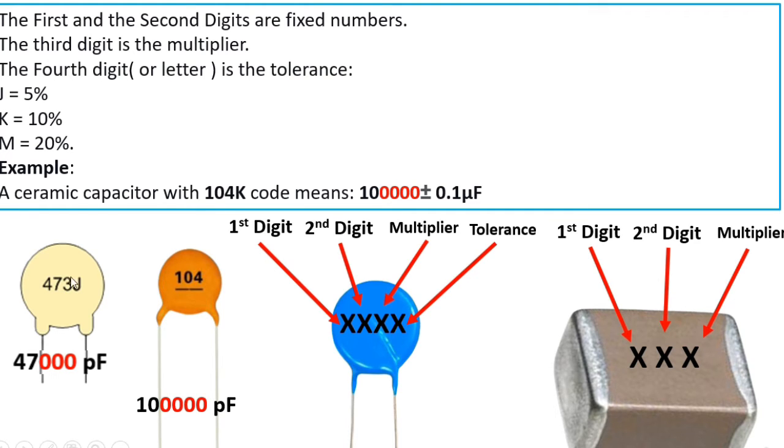Here we have some examples. 1, 0, 4 means 100 picofarad. Here we have 4, 7, 3, J, which means 47,000 picofarad, and J, the tolerance, is 5%. Ceramic capacitors are always measured in picofarad. But for electrolytic capacitors and tantalum capacitors, the unit is microfarad. For the ceramic capacitor, the unit is picofarad.